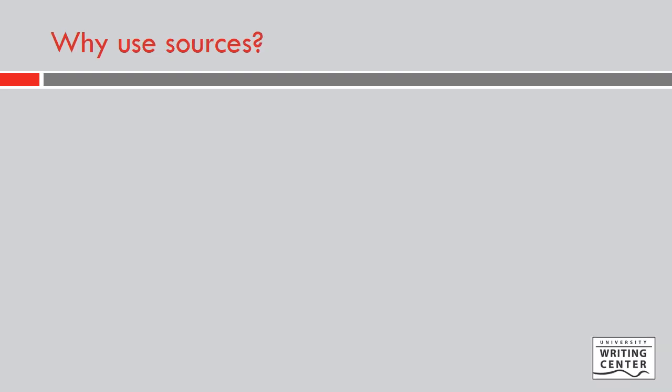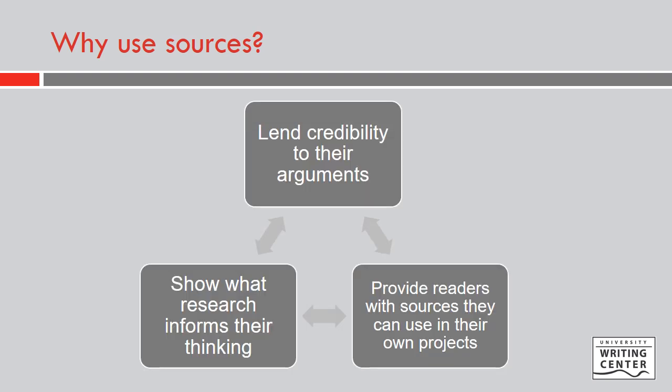There are three main reasons why writers employ outside sources in their writing. Incorporating the research of other individuals from the discipline in which they are writing lends credibility to their argument. Utilizing sources shows what research informs writers' thinking and helps readers to follow the writing more easily. Additionally, sources provide resources for readers to explore for their own projects, essentially tracking the citations in order to discover the original source of information. Overall, source incorporation helps writers to enter the academic conversation in a given discipline.